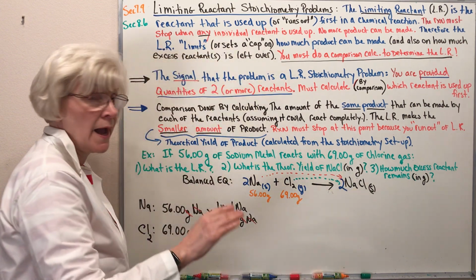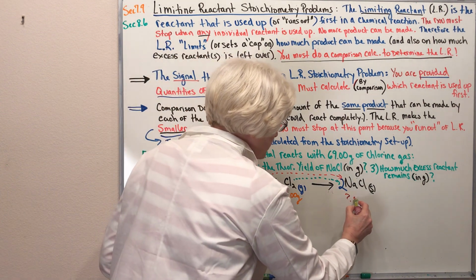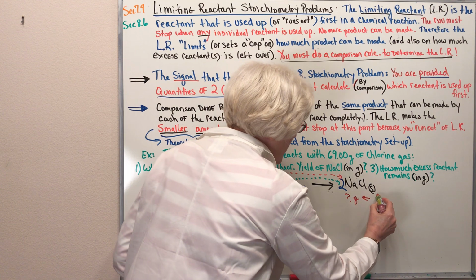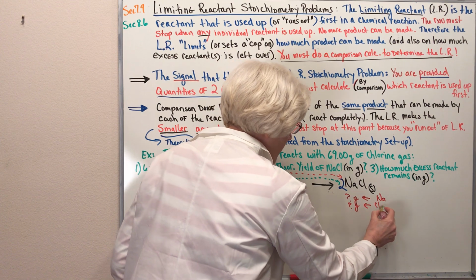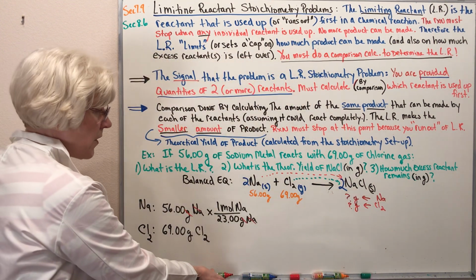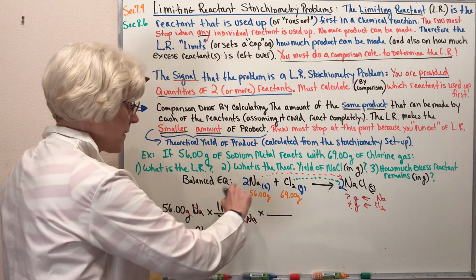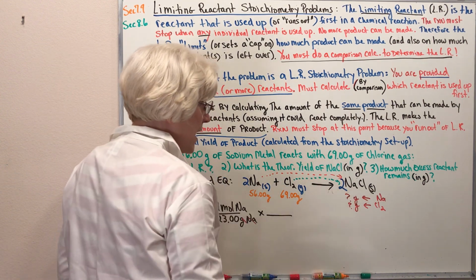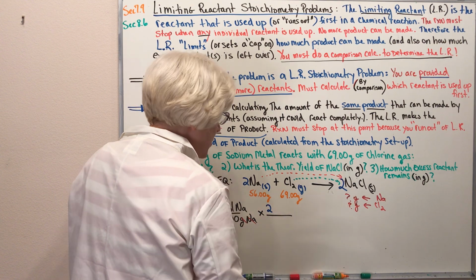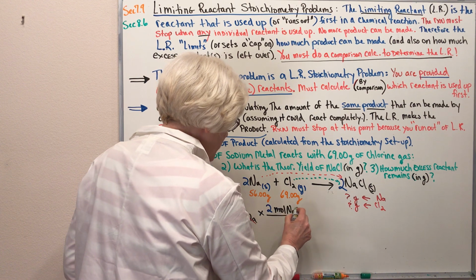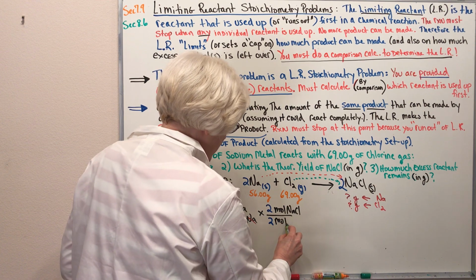I want to know how many grams of sodium chloride can be made from the sodium. So how many grams can you make from the sodium? And I want to compare that to how many grams you can make from the chlorine. Which one makes the smaller amount? So I need a mole-to-mole ratio from the balanced equation to calculate how many moles of sodium chloride can be made. And I see here that it is 2 moles of sodium chloride that is produced for every 2 moles of sodium metal that react.